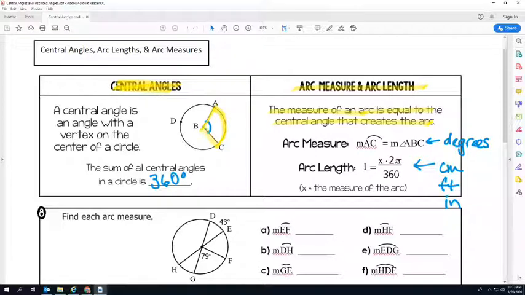Arc length is like a fraction of the circle's circumference, and we talked about circumference last time. To get the fraction of the circle that you're talking about, you're going to do the angle measure divided by 360. Then you multiply that times the circumference of the circle. All right, let's just do some examples. I think that'll help us understand it better.